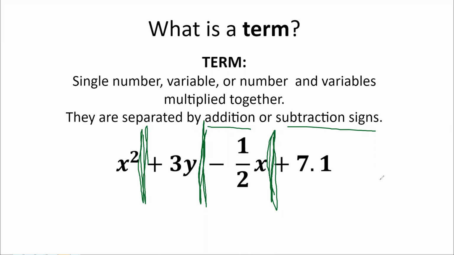So if we're looking at this expression down here, how many terms do I have? Hopefully you were thinking 4, because there's 4 different groups of numbers. So like I said, it could be a single number, like 7.1, a single variable like x, or numbers and variables multiplied together, which is what that 3 times y is, or 3y, and that negative 1/2 x.